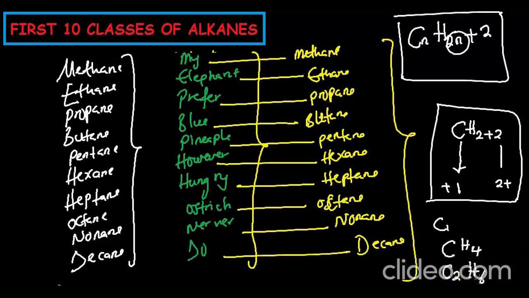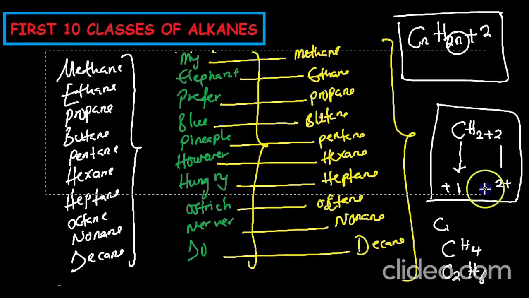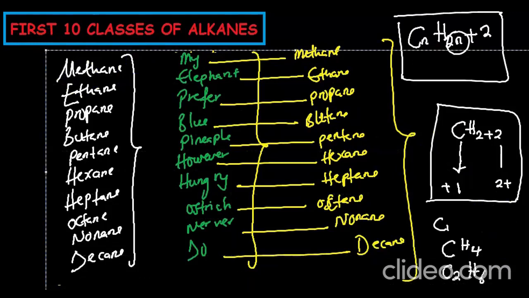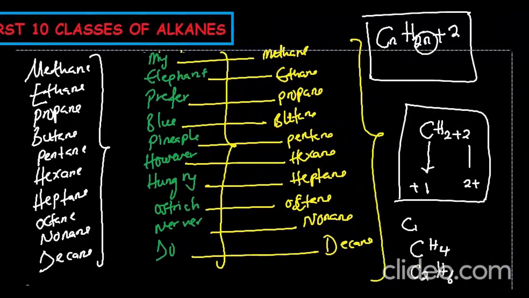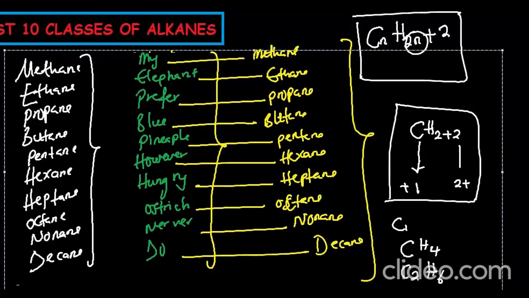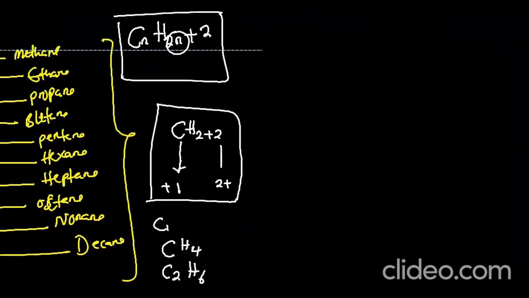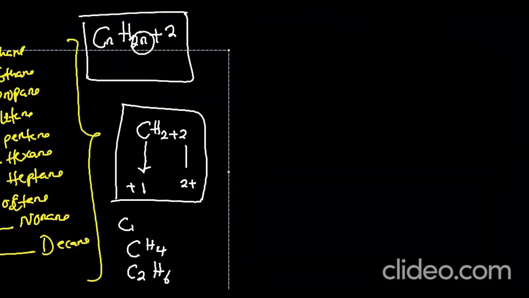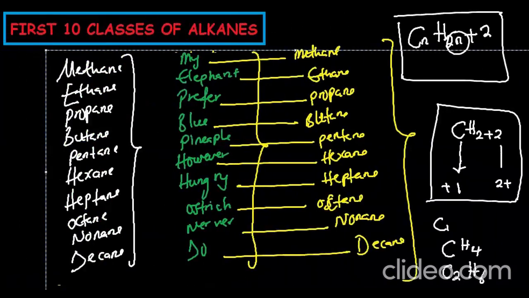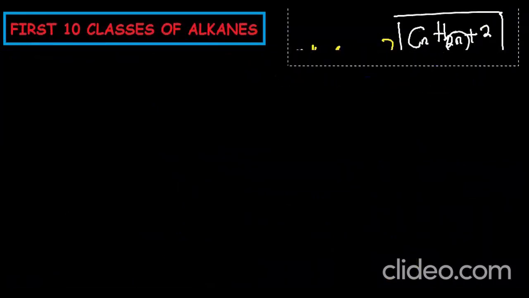So we are going to take the first 10 alkanes one by one. We'll explain some basic information about each, starting from the molecular structure, chemical structure, and everything possible. Starting with the first one, first on the list is methane.